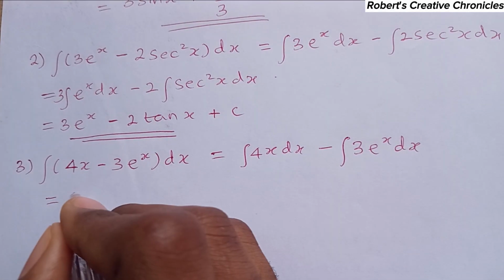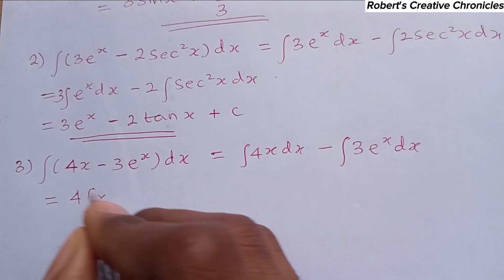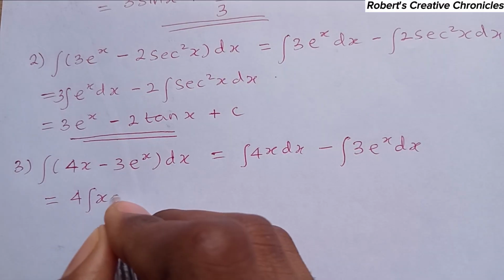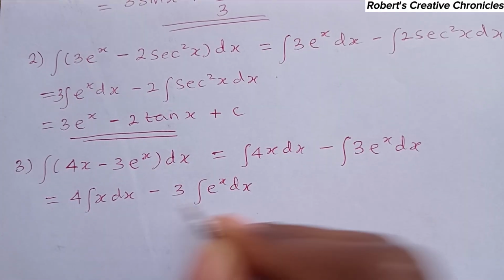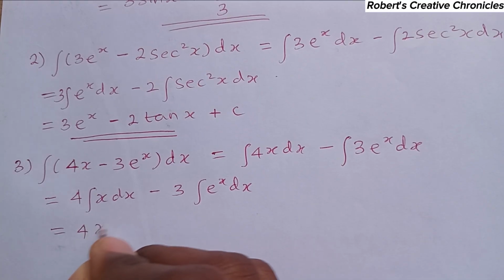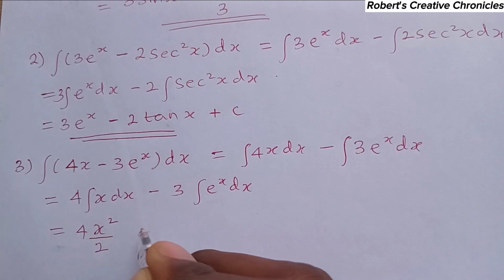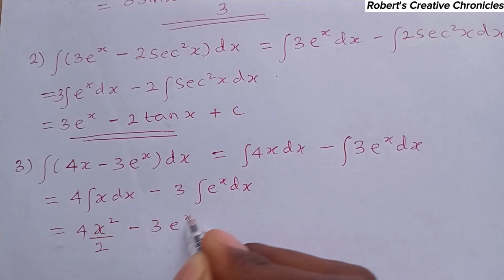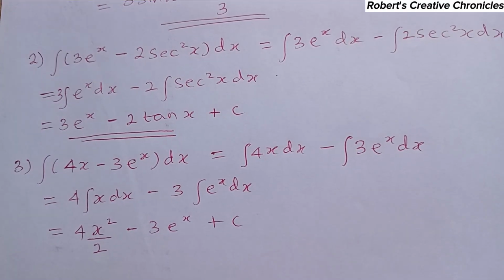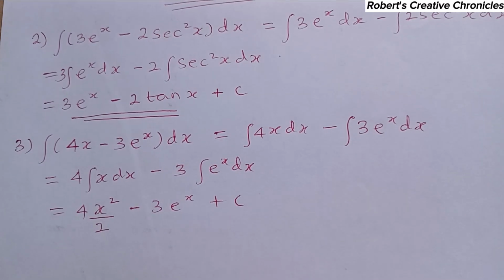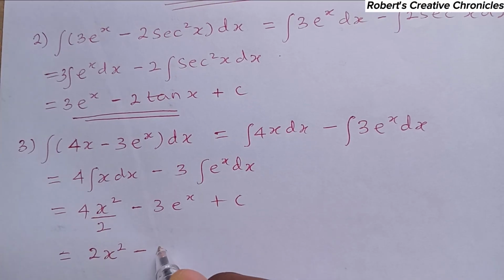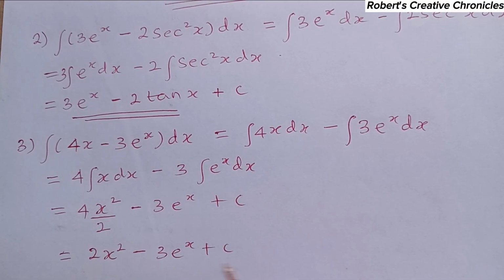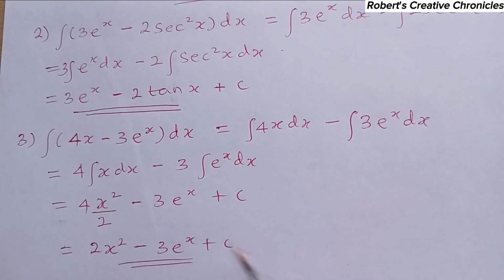So this becomes, we factor out the constant 4, integral of x dx minus 3 exponential x dx. So this becomes 4 x squared over 2 minus 3 exponential x plus c. So this becomes what? 2x squared minus 3 exponential x plus c. This is the integral of this function.